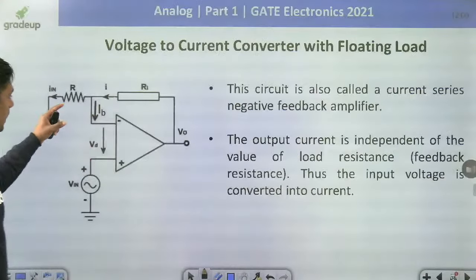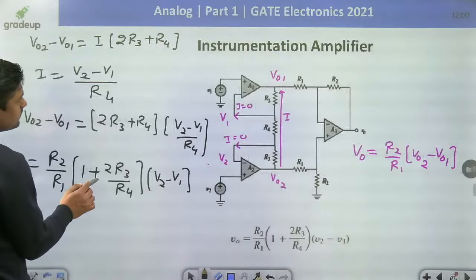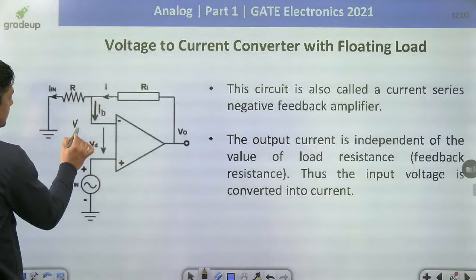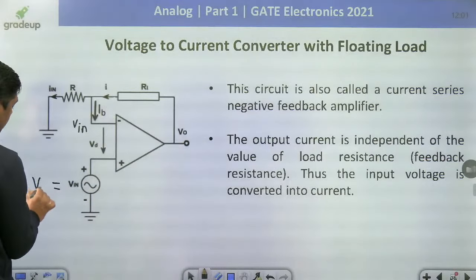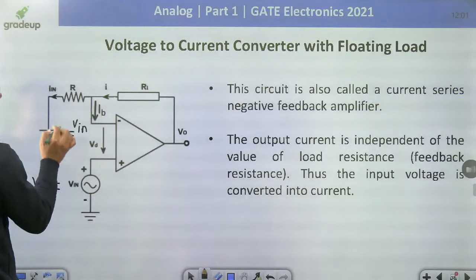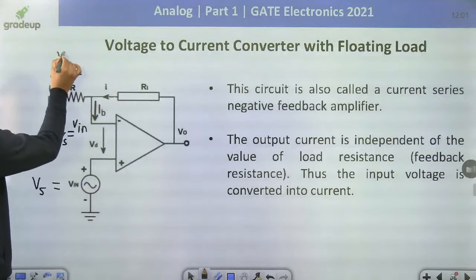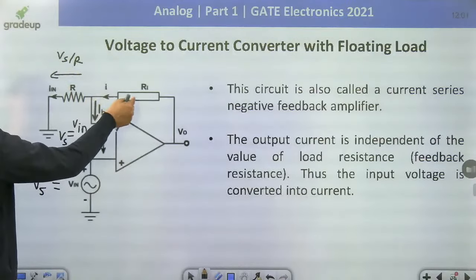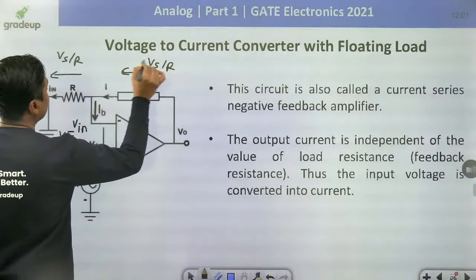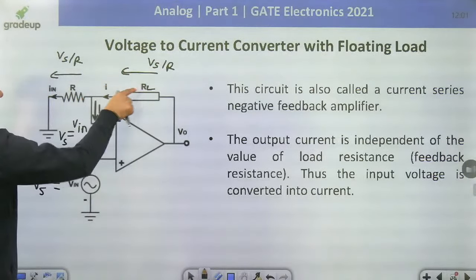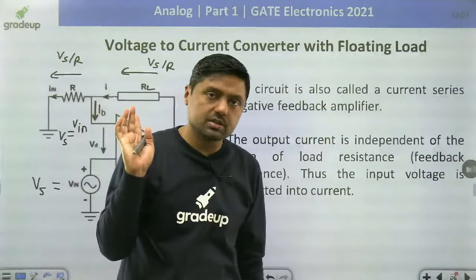Right? Now in this diagram, if it is a Vin, the voltage at this point is also Vin. That is, or Vs. We can write it like this, Vs, this is a Vs. Now, what is the current here? Vs minus 0 by R. This is the Vs by R. This is the current. The same current will pass through this RL. This is the Vs by R. Now, it is independent of value of RL. And that's why it is called what? Voltage to current converter. Simple.